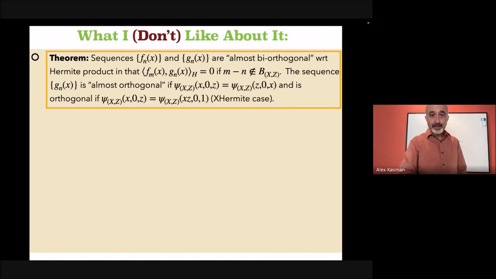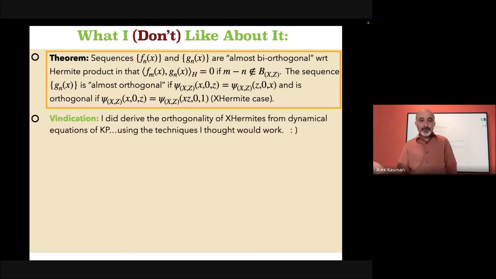So what I do and don't like about this, I think I need 2 more minutes. I'll be done pretty soon. This is the result. What do I like about it? What do I not like about it? I like that I was actually able to do it. I derived the orthogonality of the exceptional Hermites starting from the dynamical equations of the KP hierarchy, using the techniques I thought I could use, even though a lot of people thought it wasn't going to work. It did. So I like that.